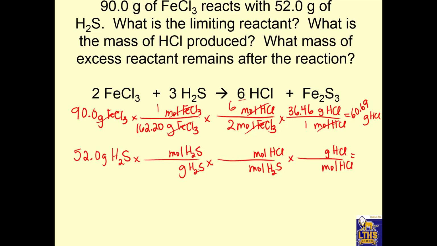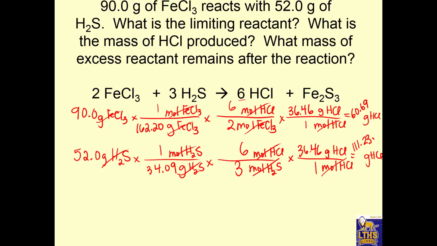Look, it's moles and grams of the same substance. I have to go to the periodic table. 34.19. Moles and moles, coefficients. So 6 and 3. Grams and moles, periodic table. So goodbye, goodbye, goodbye. Hello, grams of HCl. And then math-wise, I get 111.23.